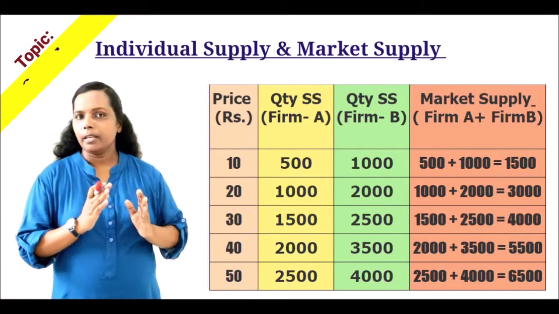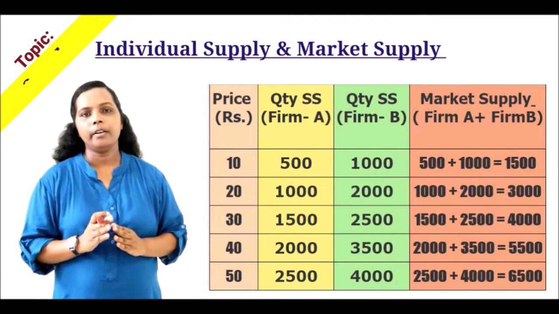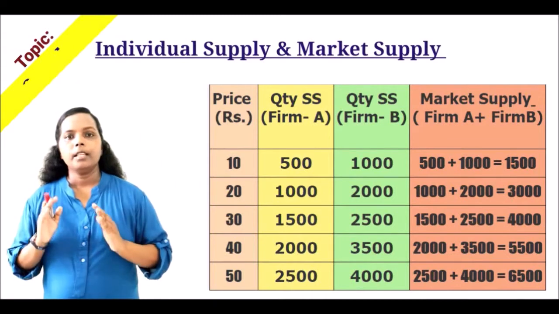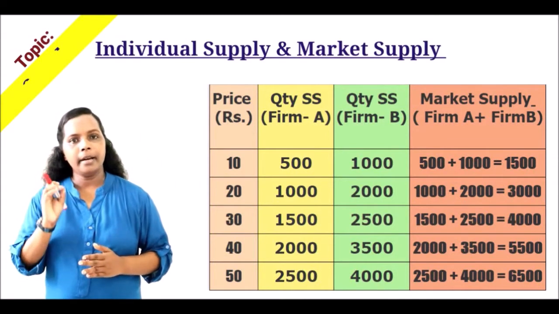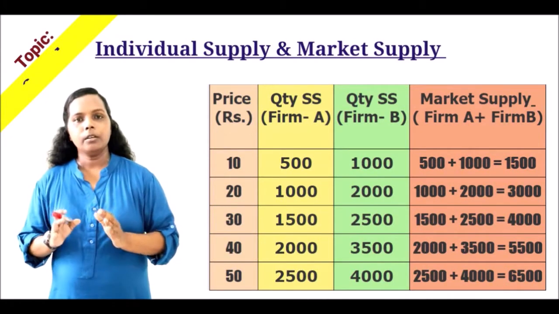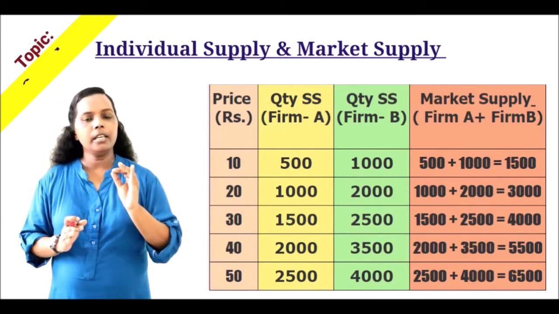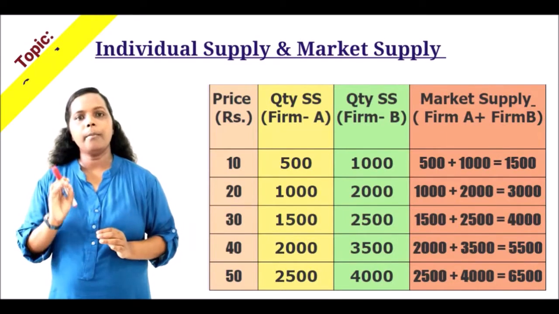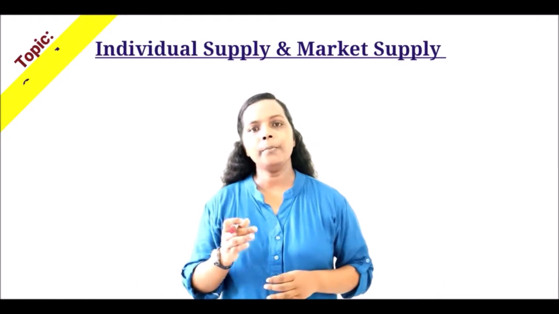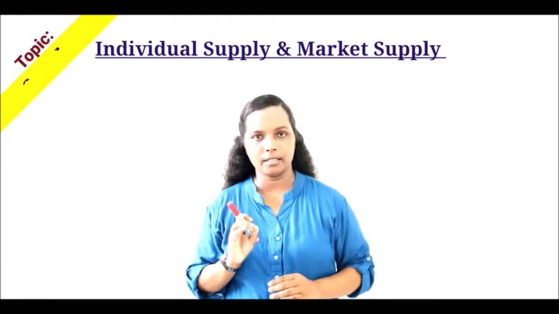Here 500 plus 1000, so the market supply is 1500 ice creams. The quantities that would be supplied by each firm at each price are added up. So the aggregation or total supply of each individual firm gives the market supply. Hope you understand the individual supply and market supply of a product.